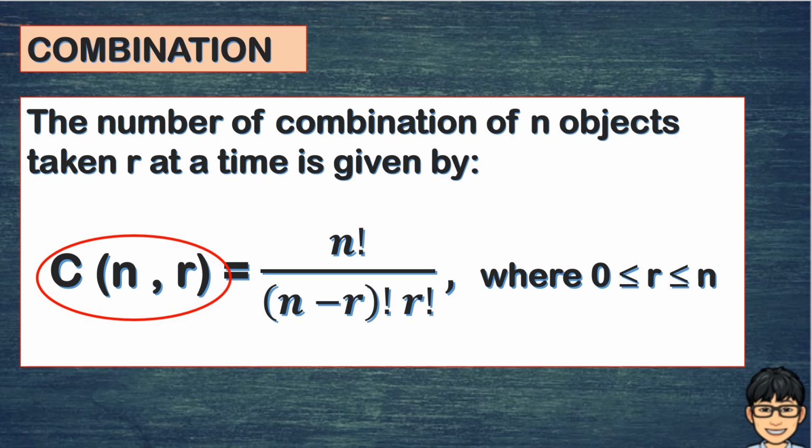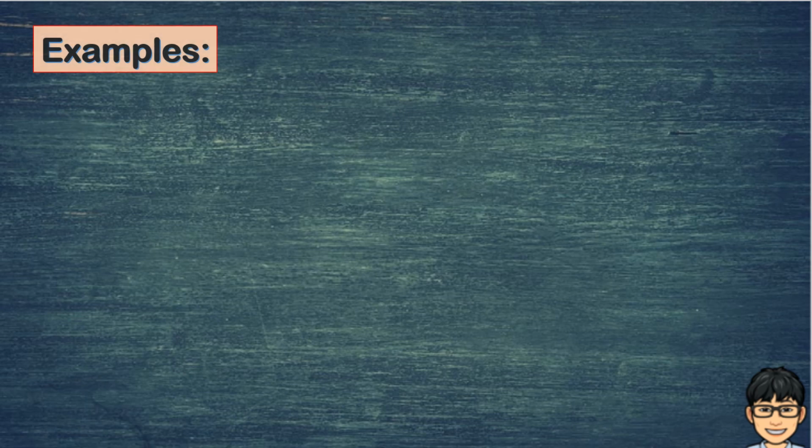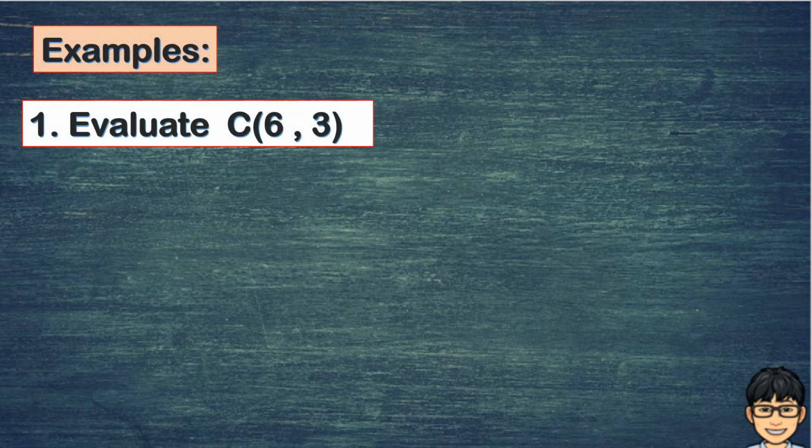Dito, ang n natin represents the total number of items or elements in a given set, while r represents the number of elements or items na pipiliin natin mula sa isang set. So let us take this example. Evaluate 6 select 3.